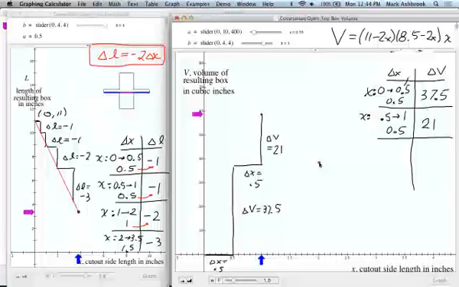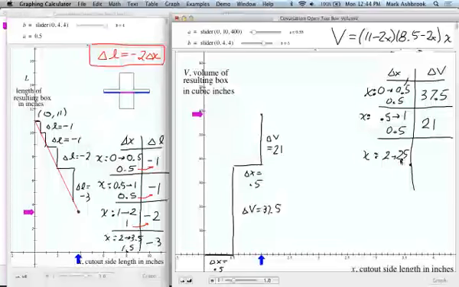So the changes are changing. Over here, changes were constant, right? Every time you went 0.5 in x, you went down 1 in length. Every time you went 1, you went down 2 in length. Every time you increase that cutout length by 1.5, you go down 3. But now, changes are not constant. So do one more. Do 2 to 2.5.